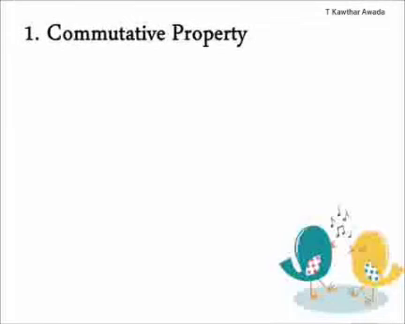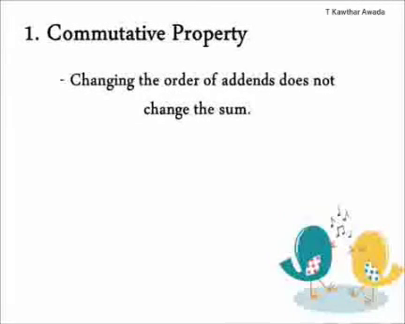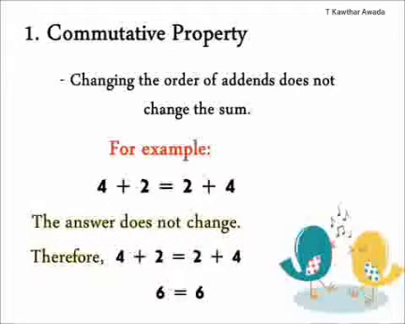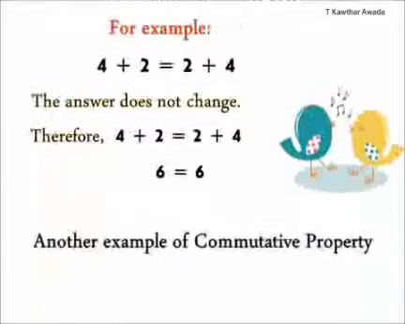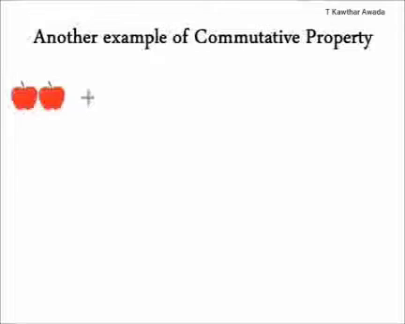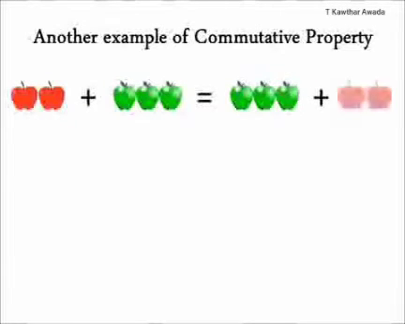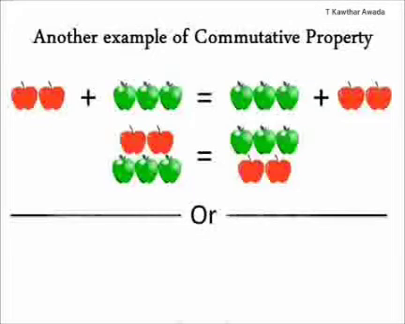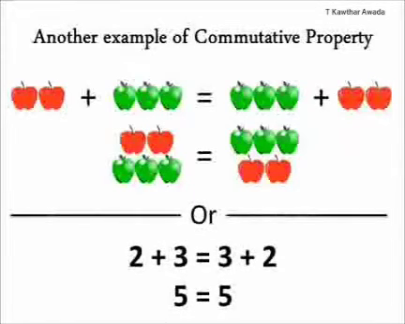Our first property is called commutative property. It's changing the order of addends. That doesn't change the sum. For example, 4 plus 2 is the same as 2 plus 4. The answer doesn't change, both give 6. Another example of commutative property is if we have 2 red apples and 3 green apples, it's the same when I say 3 green apples and 2 red apples. So 2 plus 3 is the same as 3 plus 2, both give 5.